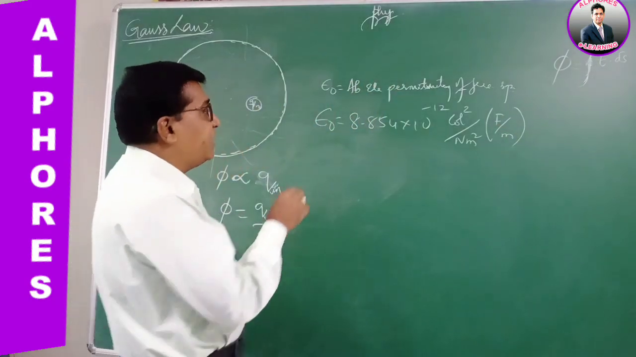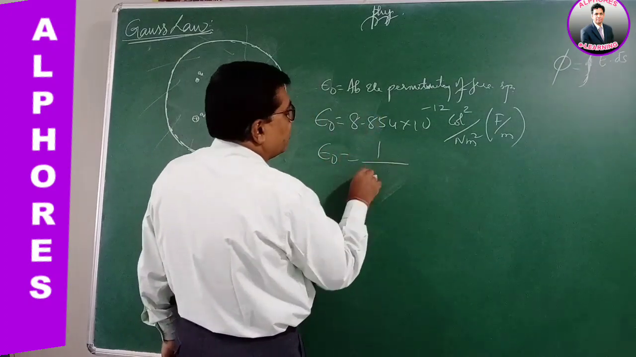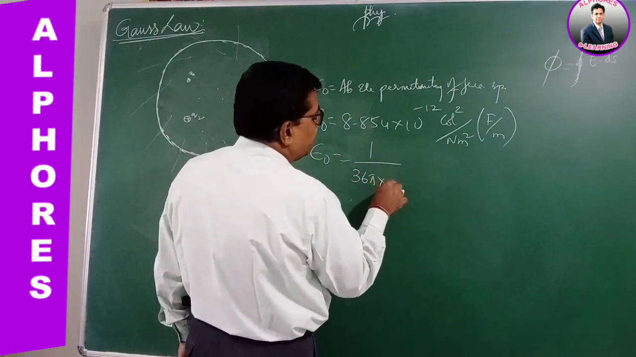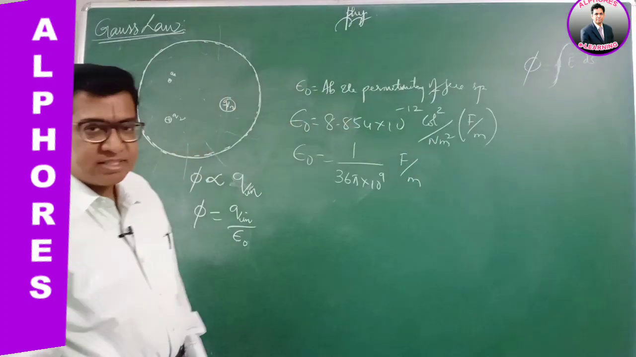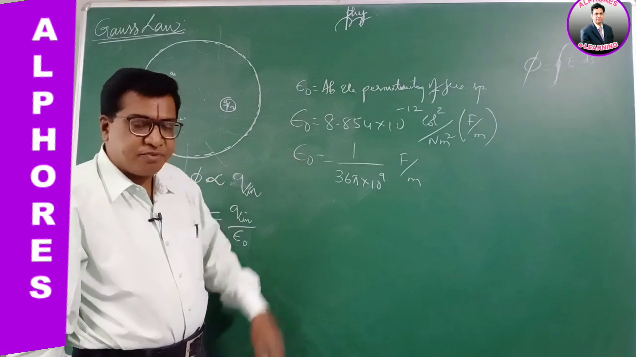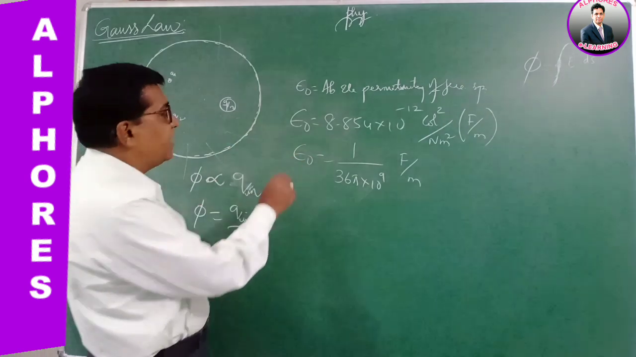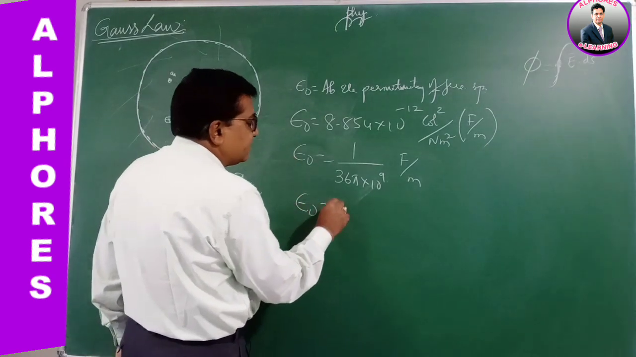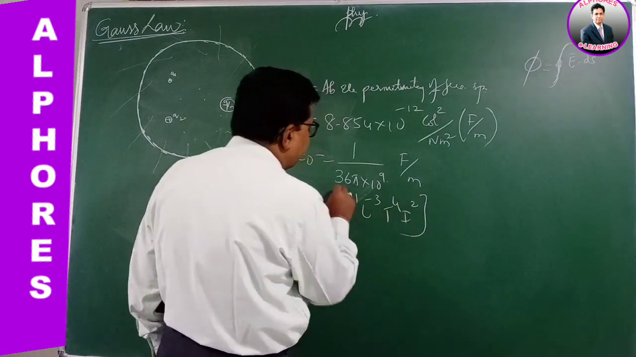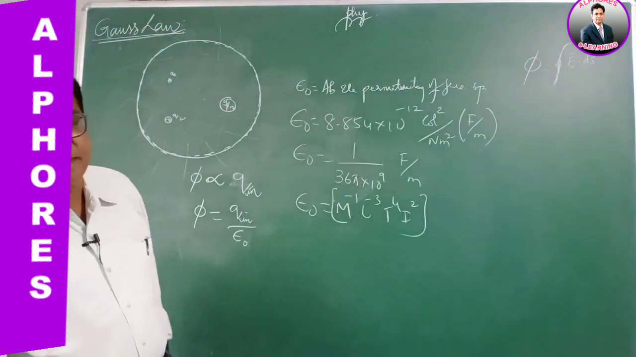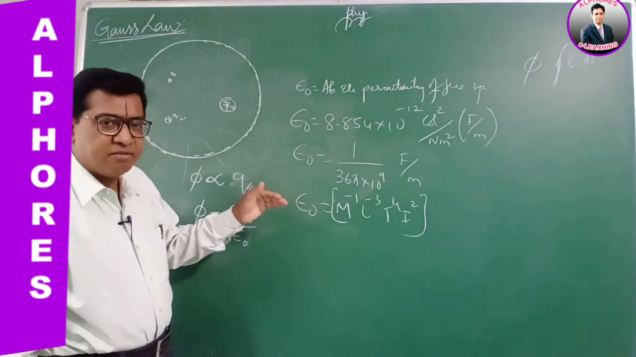I have even guided you, instead of taking the value like this, better to take the value as 1 by 36 pi into 10 power 9 Farad per meter or Coulomb square per Newton meter square. This is the permittivity of free space, air, vacuum, right? Epsilon naught. I have even given its dimensional formula, M minus 1 L minus 3 T power 4 I square, a very important formula which has appeared in one of the national entrance examinations recently. A very important thing, so better remember this.